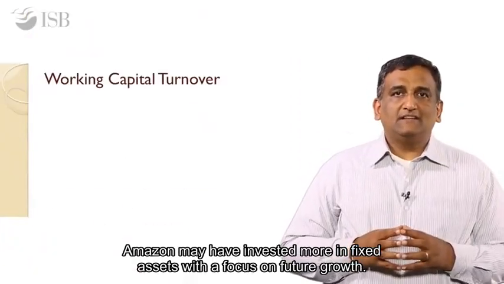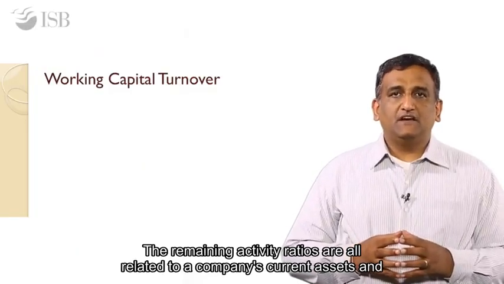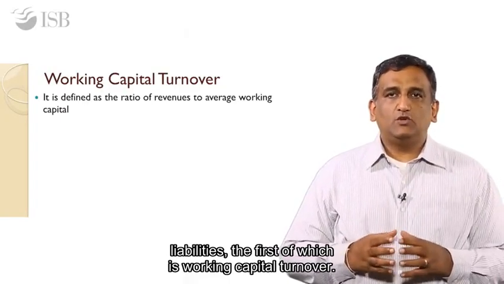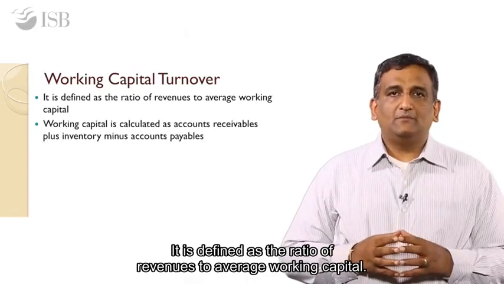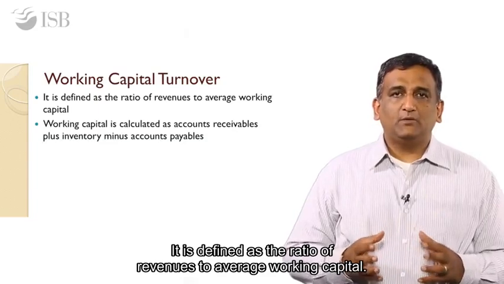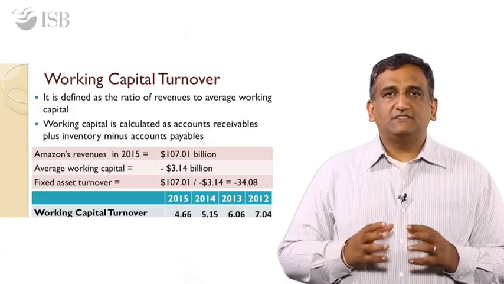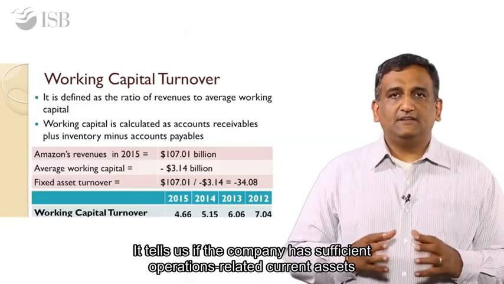The remaining activity ratios are all related to a company's current assets and liabilities, the first of which is working capital turnover. It is defined as the ratio of revenues to average working capital. Working capital measures a company's operating liquidity. It tells us if the company has sufficient operations-related current assets to pay off its operations-related current liabilities.